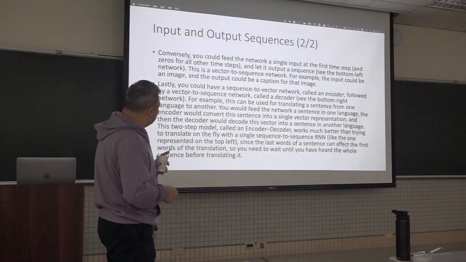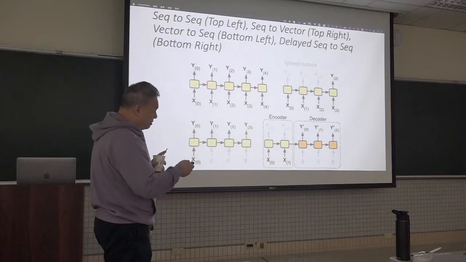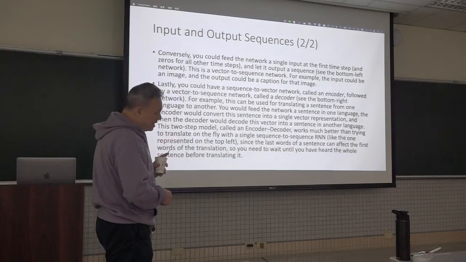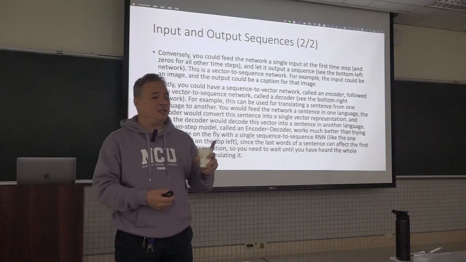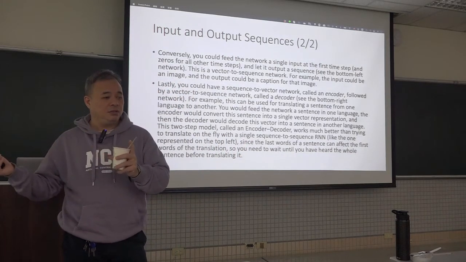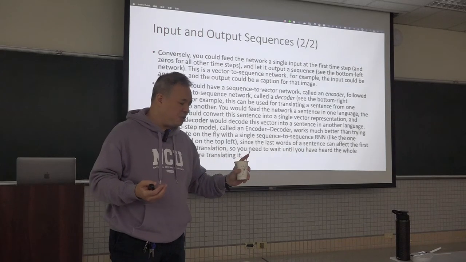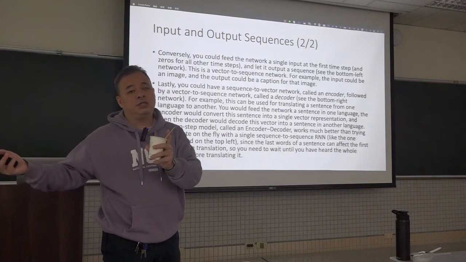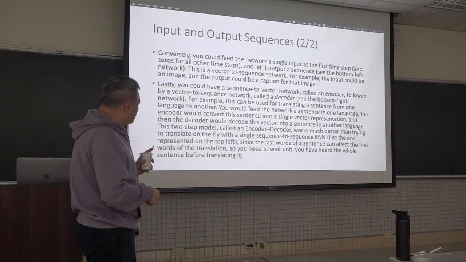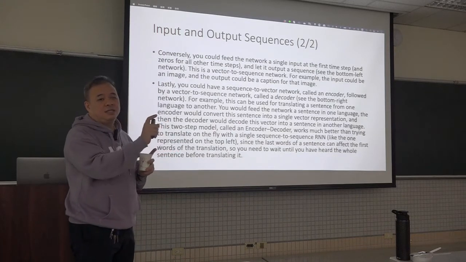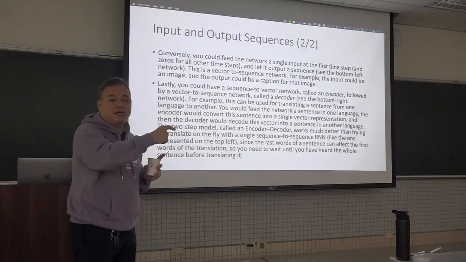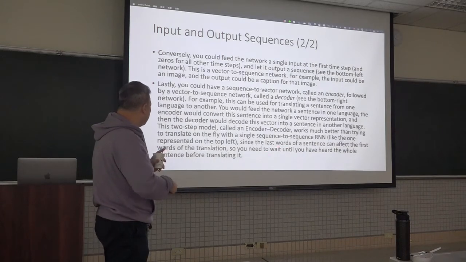The last one is the encoder-decoder model. This one is famously used for translation tasks. When I say translation, I mean the input is a sentence in one language and the output is a sentence in another language. For example, the input may be a sentence in French, and the output will be the corresponding sentence in English. In this situation, every word counts, including the last one, because you don't know if the last word is going to change the meaning of the whole sentence, right?